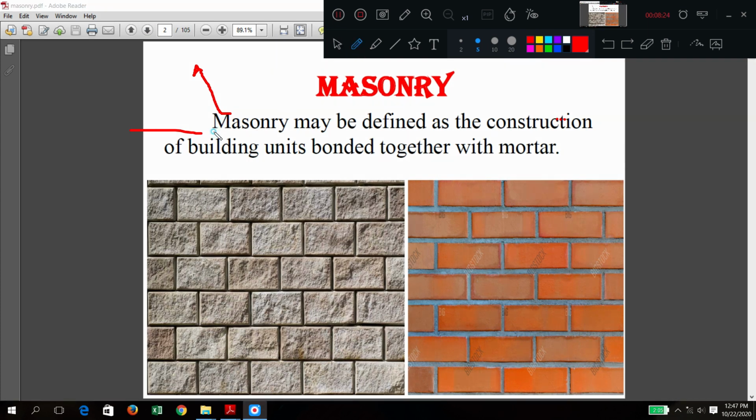Masonry may be defined as construction of building units bonded with mortar. We have already seen, no? This is stone masonry, this is brick masonry. So masonry units are bricks, masonry units are stones here. So these are joined by what? Joined together by mortar. This is the mortar. Here you can see the mortar, no? Very simple to understand.